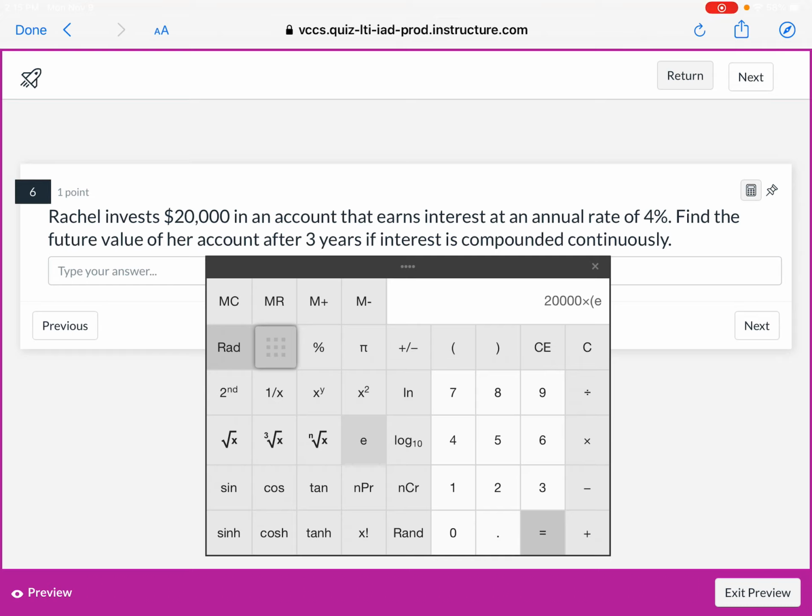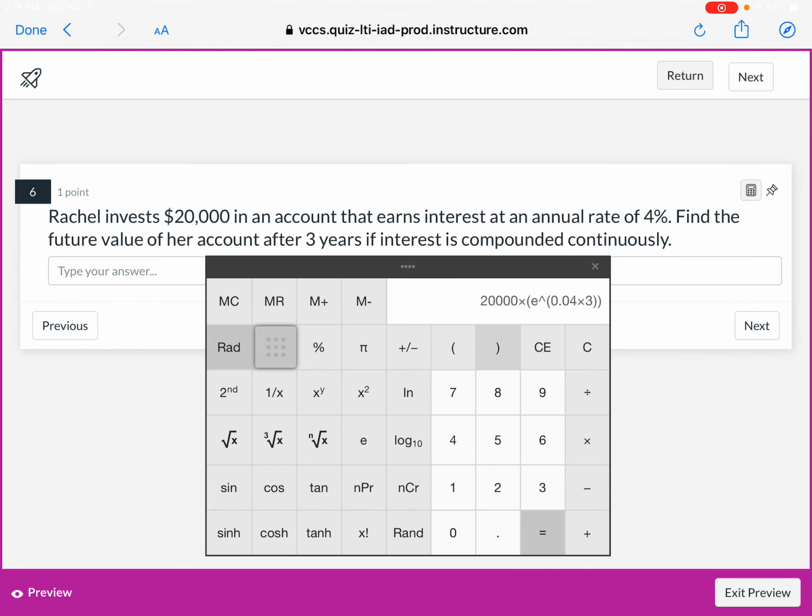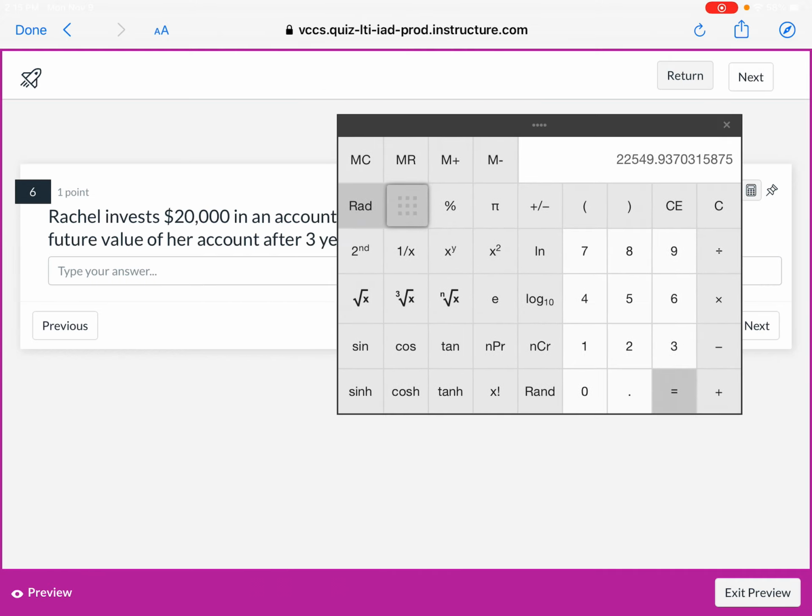How do I make this an exponent? Sorry, I never used this before. Okay, that works. e raised to the 0.04, that's the rate, times T. T is 3 years. Okay, that looks pretty good. Let me hit enter. So she's going to have $22,549.94.